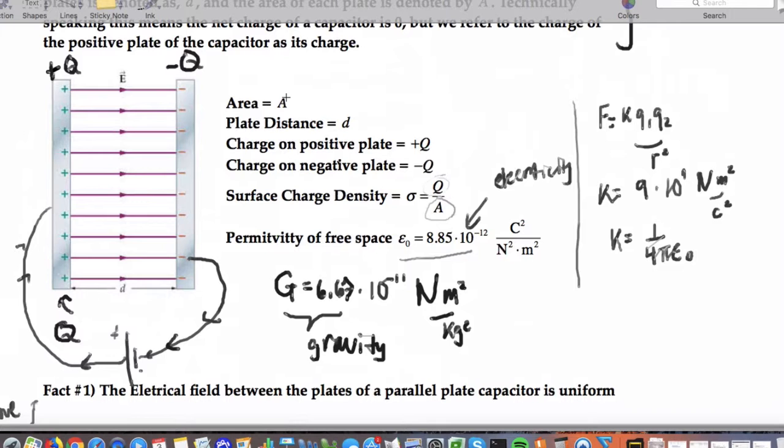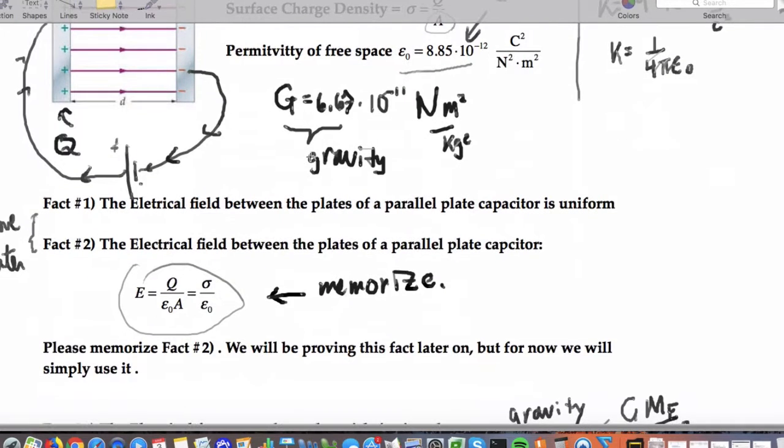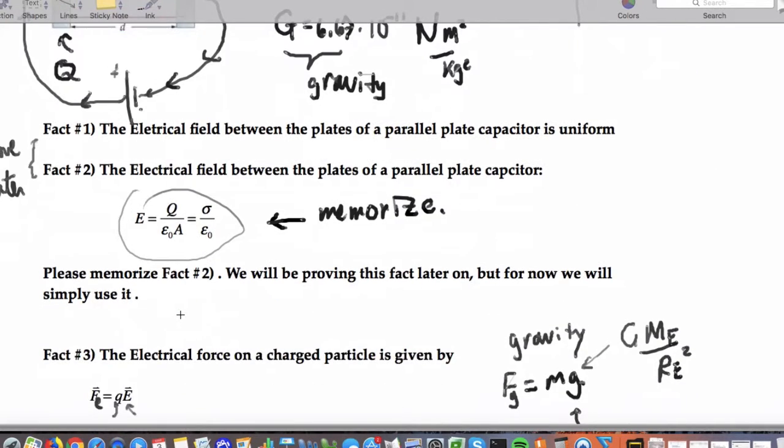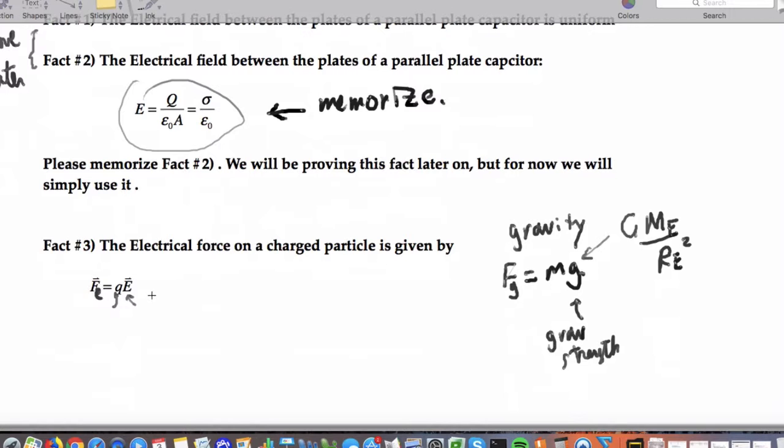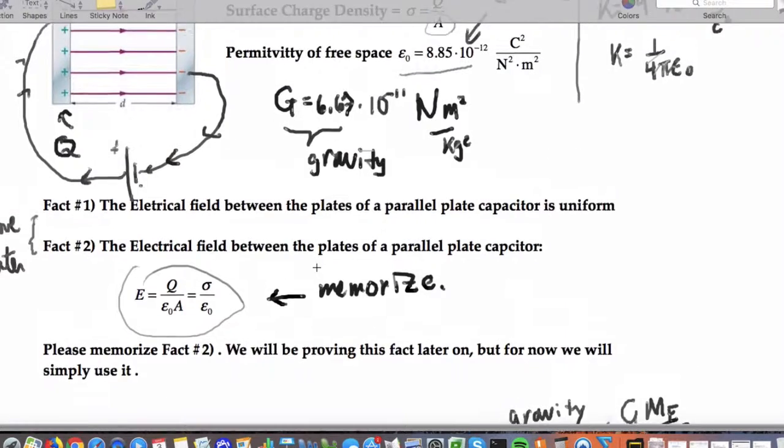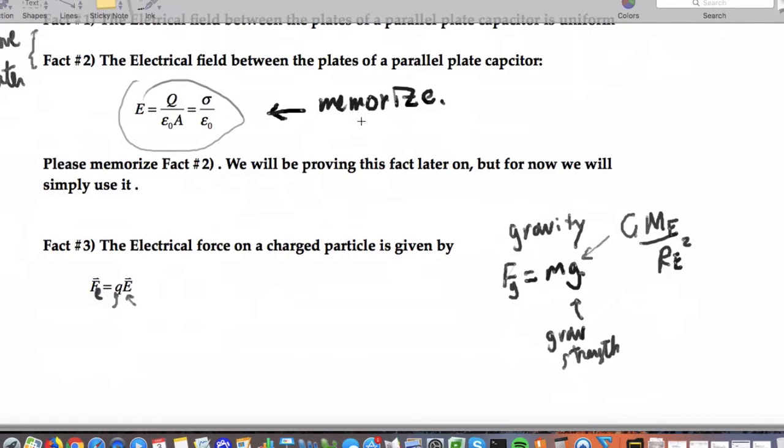These are the relevant numbers for capacitors. The electric field is sigma over epsilon naught, which is the surface charge density divided by epsilon naught. This is a formula to be memorized and used for now, which we will prove later. And the force on a charged particle is given by F equals Q times E. We're going to apply these formulas a little bit in our next video.